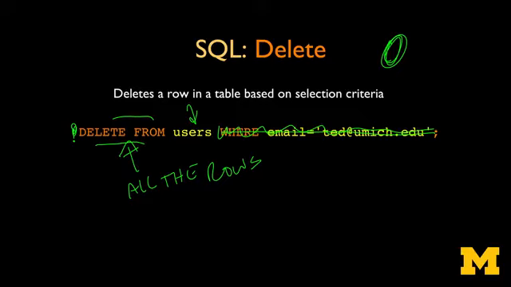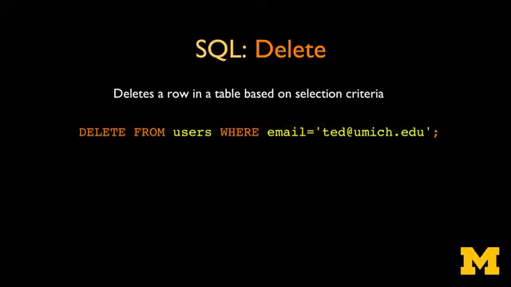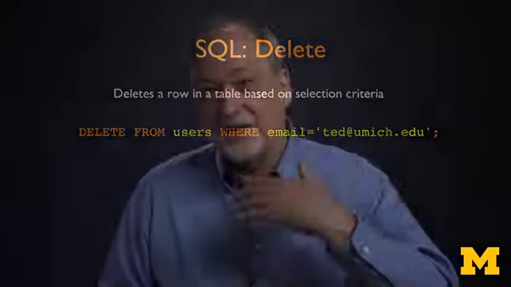Literally, you emptied out your entire user table. So you're like, oh, wait, I didn't really mean to do all of it. So really all I meant to do was delete all the rows from users where the email equals this. And so it's kind of like a loop plus an if statement. Delete from users where is a loop plus an if statement. Loop through all the rows in users, and then if email equals ted@umich.edu, delete it, otherwise skip it.